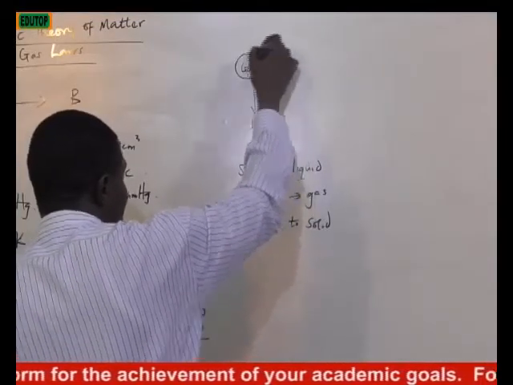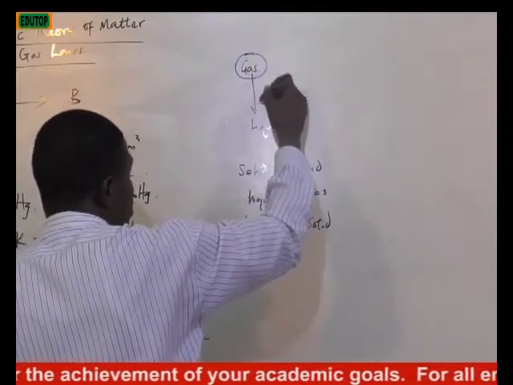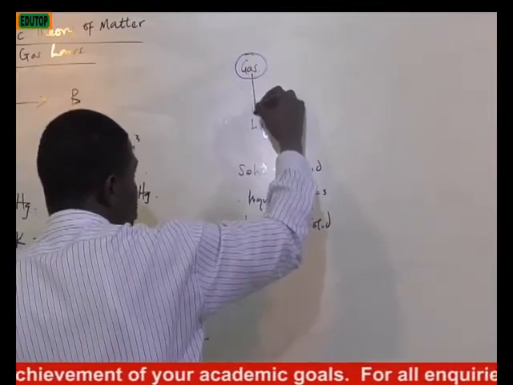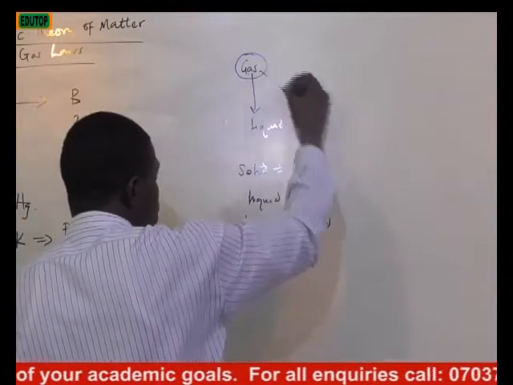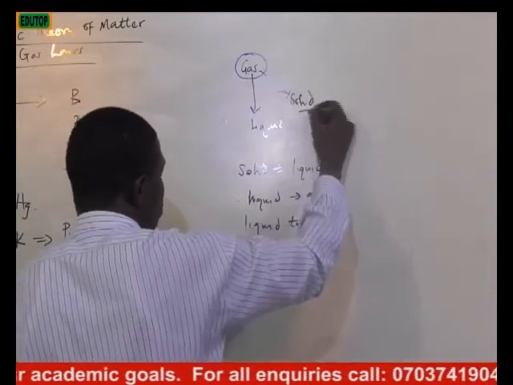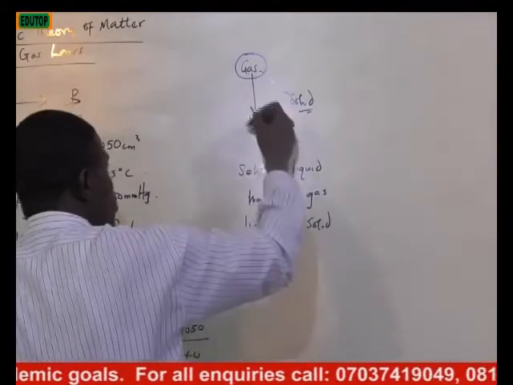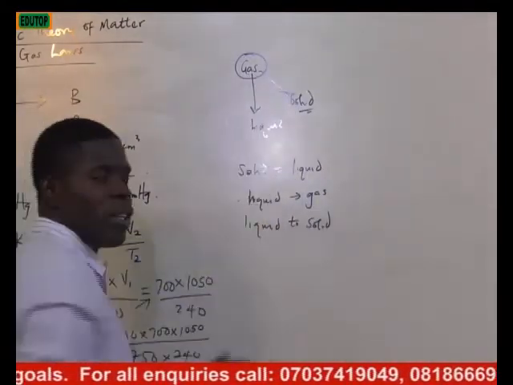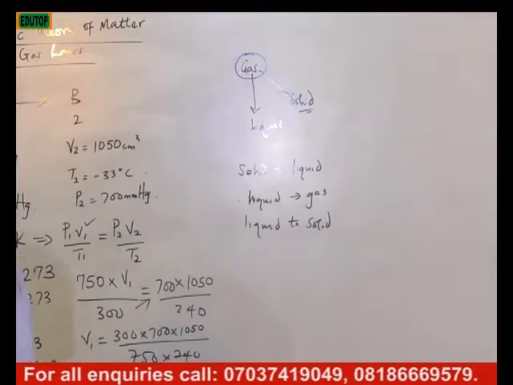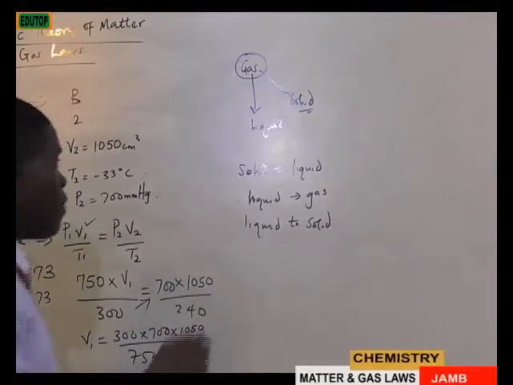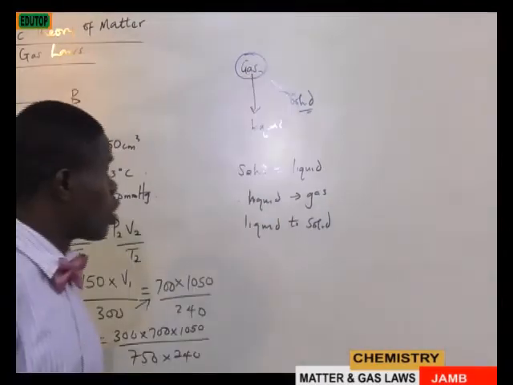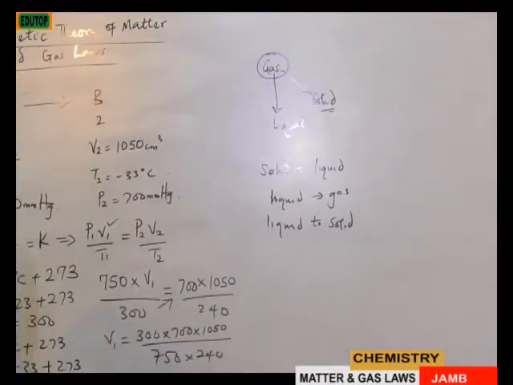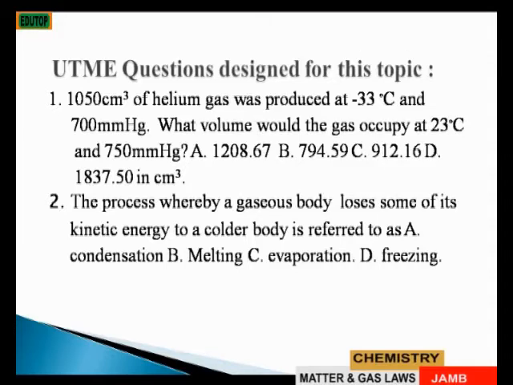So automatically, the gaseous body loses kinetic energy to move to what? A colder body. But the question is, the colder body, is it a liquid or a solid? If it's a solid, you're supposed to have sublimation. And if it's a liquid, you're supposed to have condensation. But since sublimation is not part of the options, the suitable option in this regard will definitely be option A, which is condensation. So the process is moving from a gaseous body to a colder body. So the correct option for question 2 is option A.